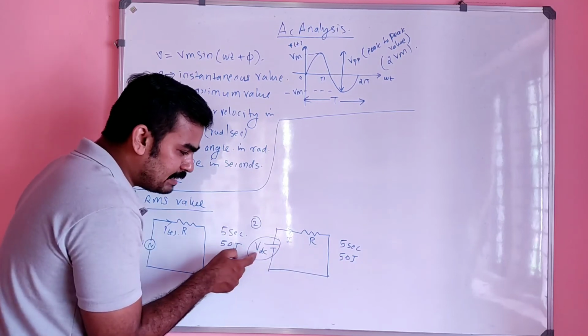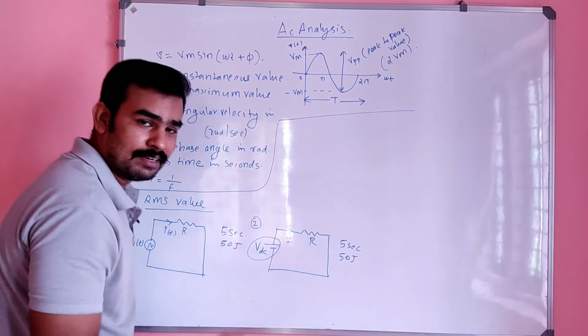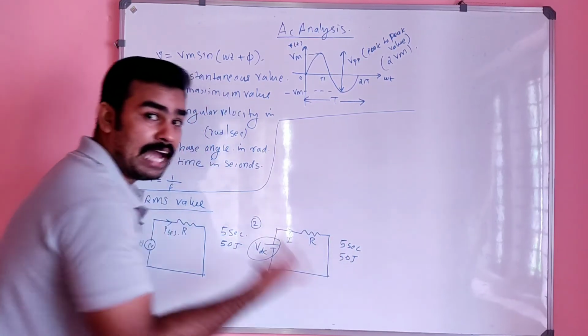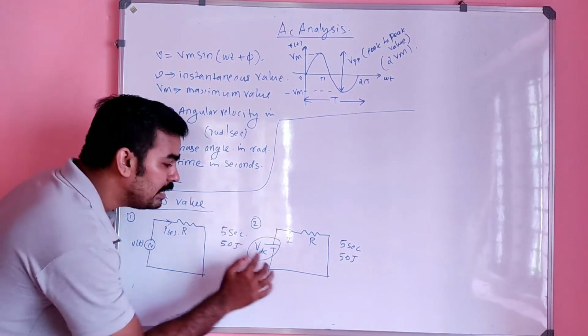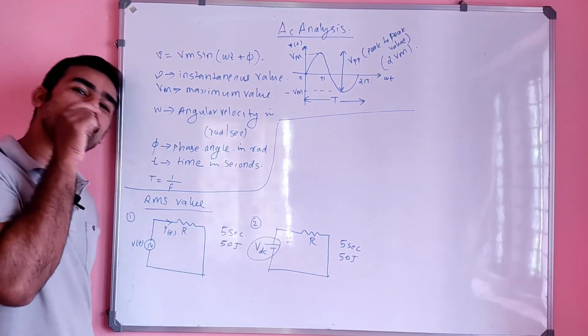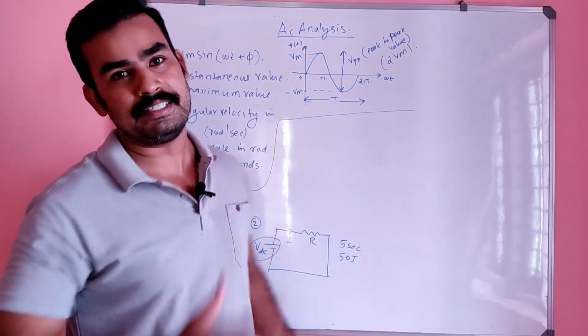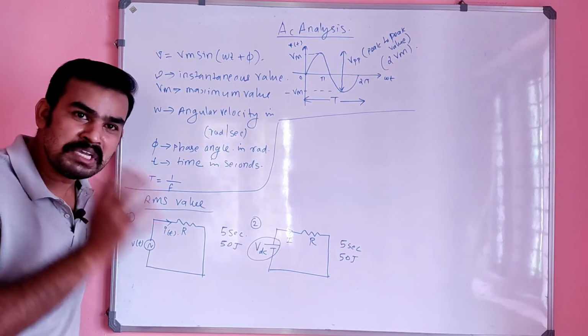But I can adjust the value of VDC so that within this time period of 5 seconds, I have to produce 50 joule heat. Then what will be my VDC? What will be my VDC in order to produce 50 joule heat in 5 seconds? That is the meaning of RMS value.